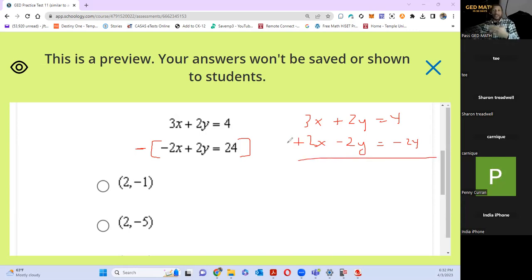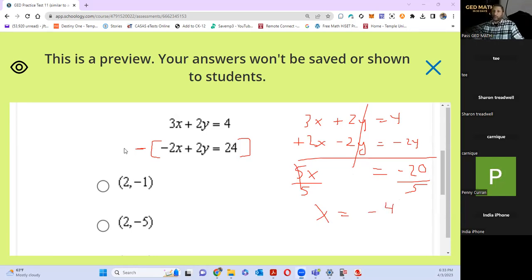Now, the second step is to combine the equations. What's 3x plus 2x? 5x. What happens to the 2y's? They cancel out. I'm going to bring down my equal sign. What is minus 24 plus 4? Negative 20. Now to solve, you divide both sides by 5. So x equals negative 4.